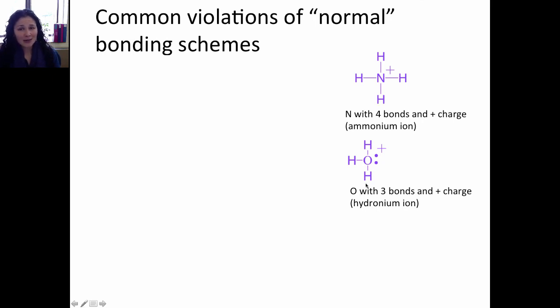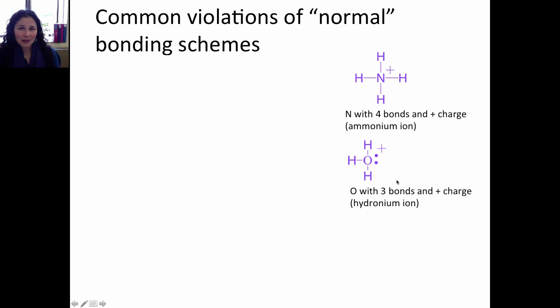Another common bonding scheme violation is when oxygen has 3 bonds and 1 lone pair, instead of its normal 2 bonds and 2 lone pairs. Once again, when oxygen is violated with 1 extra bond, it will always have a positive charge. Notice that in both of these cases, the atoms still have a full octet, and everybody's happy. The only rule that is violated is the number of bonds and the number of lone pairs. But I cannot violate the octet rule.